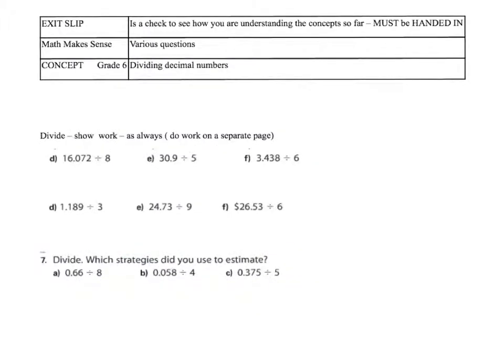And then once those have been marked and you see that you're on the right track, you can move on to the beginning of the exit slip. Just do the first 2 rows here. This will be done after our next lesson.